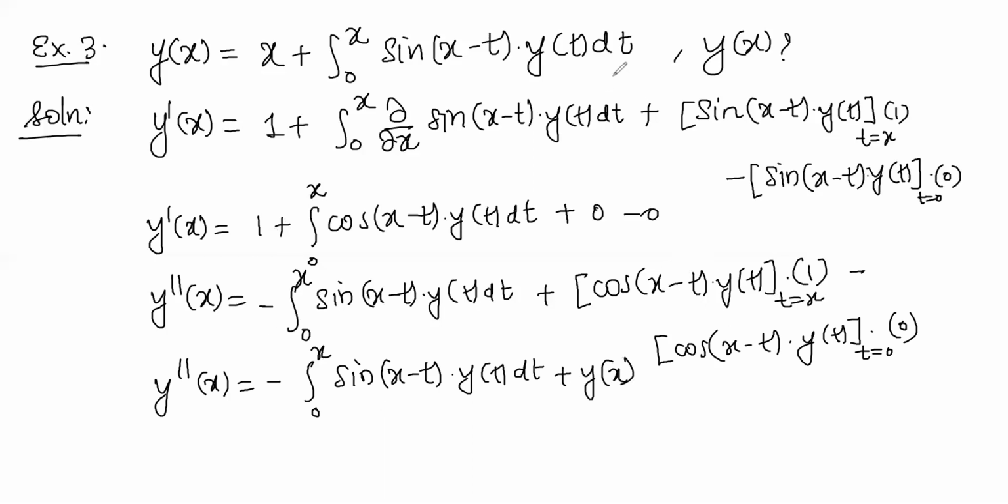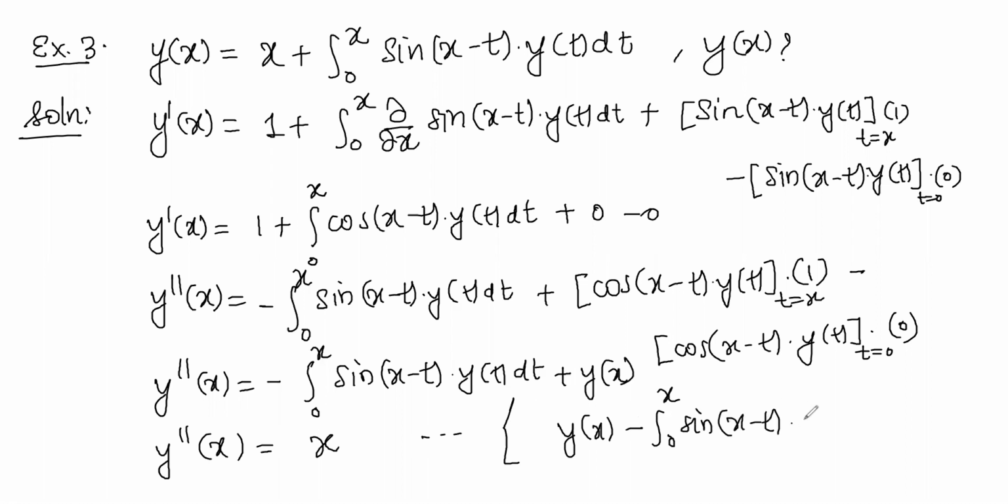Now if you look at the question very carefully, you see y of x minus this quantity. If I take this quantity to the left hand side, I'll just have x. So instead of this big quantity, I can just write y double dash x equal to simply x. For this I have to write the reason: rewriting equation one again, the integral of sine (x minus t) y of t dt will be equal to simply y of x minus x. So I got y double dash x equal to x.